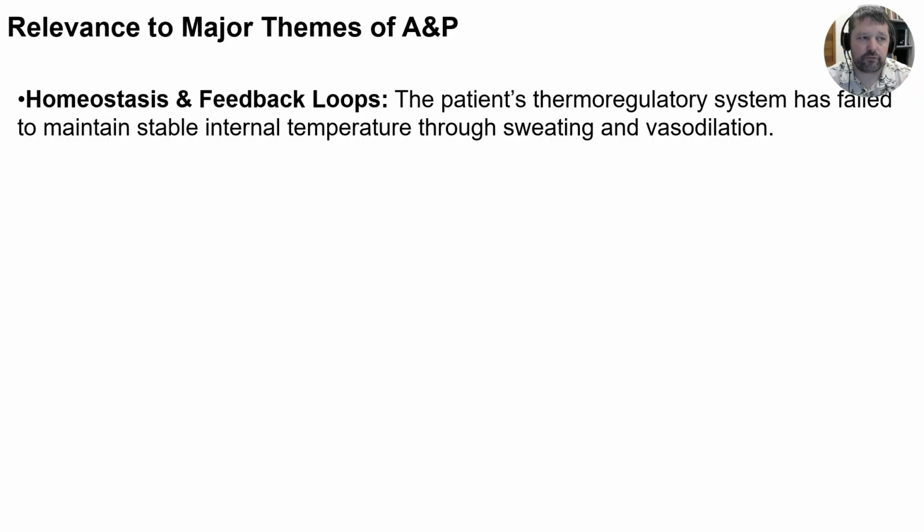Well, some of the major themes are directly related to it. Of course, this patient is showing that his thermal regulation is not great. He's got a fever, so his internal temperature is higher than it should be. Some ways that internal temperature can go back down is by sweating, so evaporative cooling, and vasodilation, okay, and those are homeostasis feedback loops. Too hot, okay, start sweating, dilating, etc.